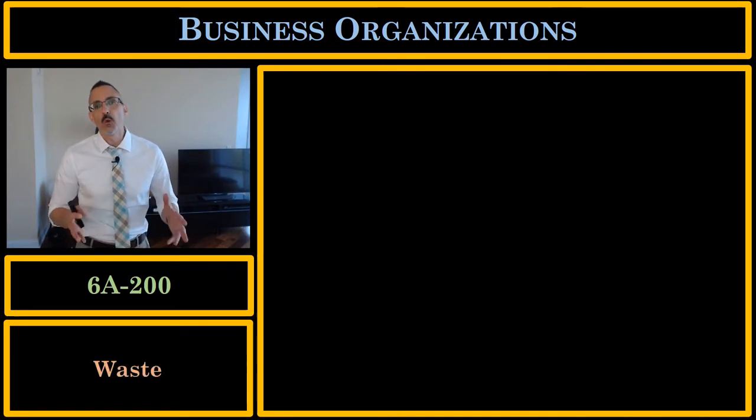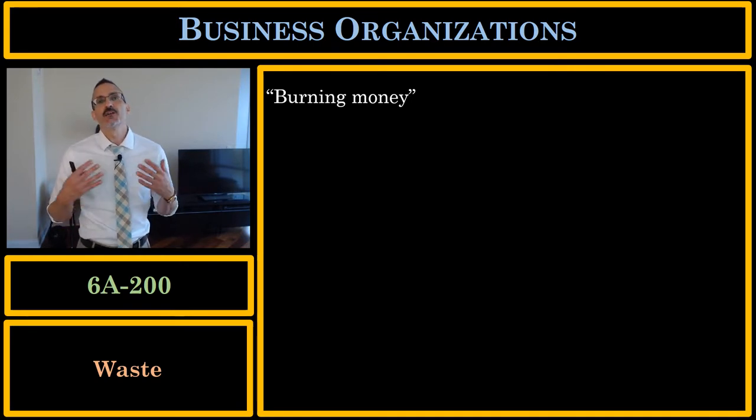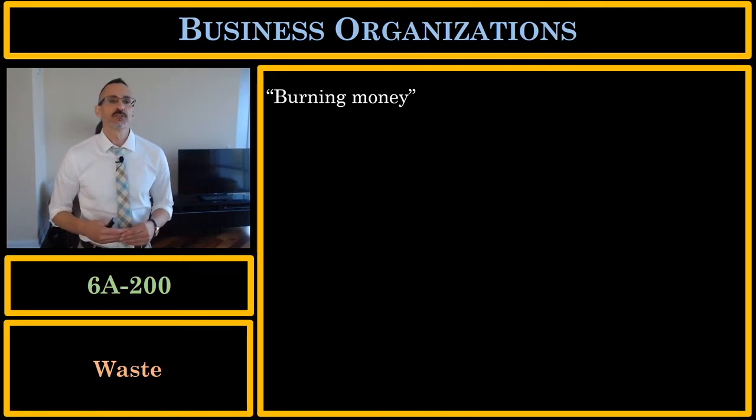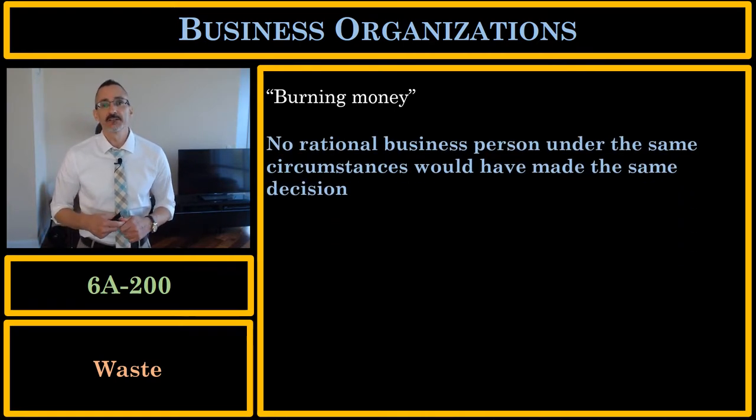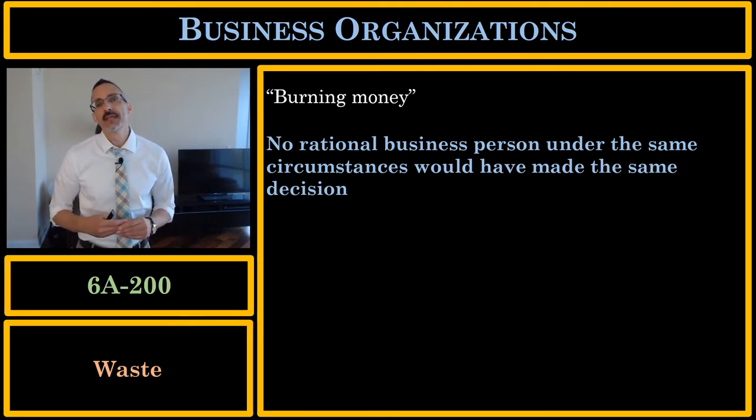Let's talk about waste. It's a cause of action. If we want to frame it as a duty, we could say the duty not to waste corporate assets. I like to think of it as burning money or throwing money away. I mean, it really has to rise to that type of level of waste for the directors or officers to be liable for wasting corporate assets. And the standard is a very difficult standard to meet. No rational business person under the same circumstances would have made the same decision. This is not a reasonable person standard. What would a reasonable person have done? No, this is no rational person. Not one rational business person would have made the same business decision.